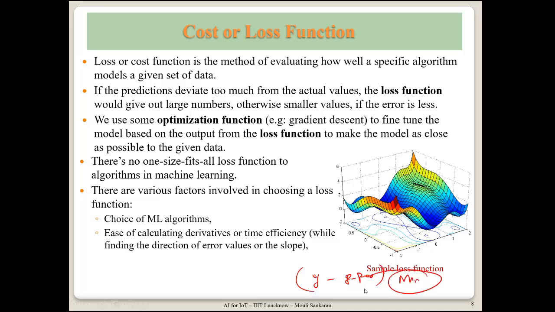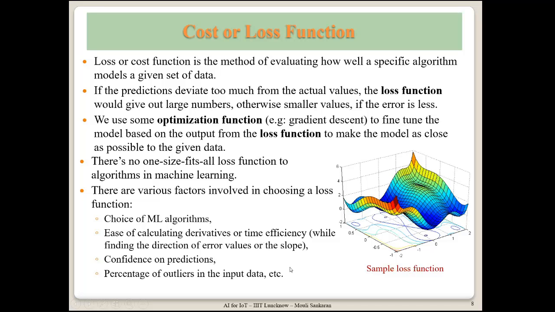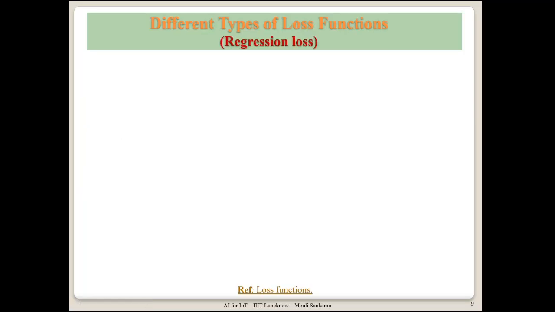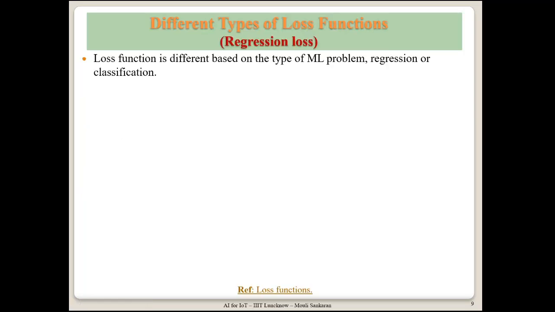I'm showing you this picture, which is more or less what we are trying to do. Then there is confidence on the predictions, how good the predictions are. Based on that, the loss function could be changed. And then the percentage of outliers also makes an impact on whether you ignore the outliers or actually consider them. Outliers, you know, are something too far from the expected input value.